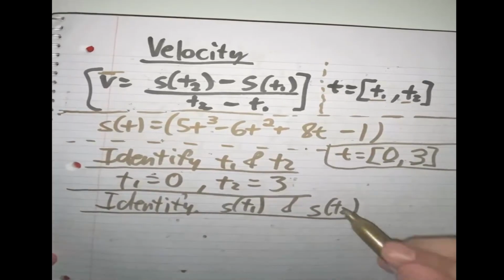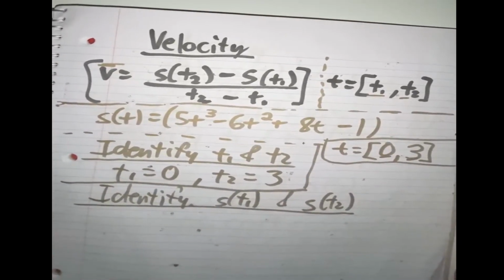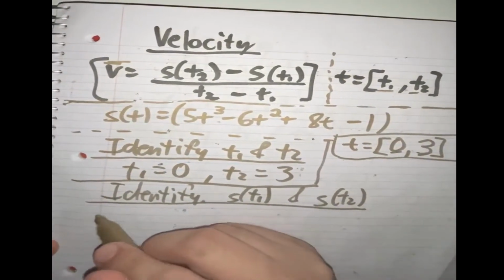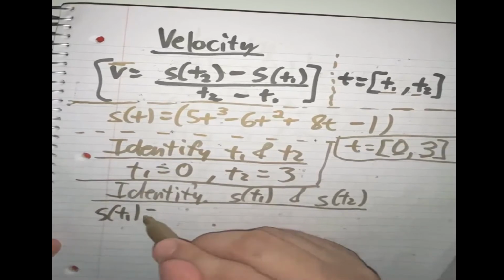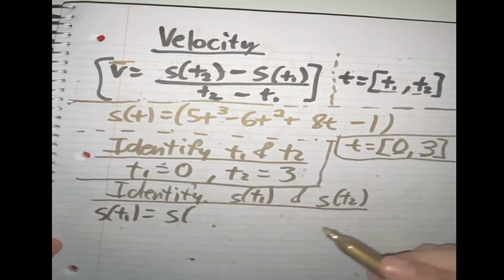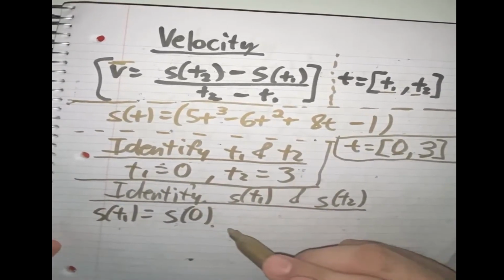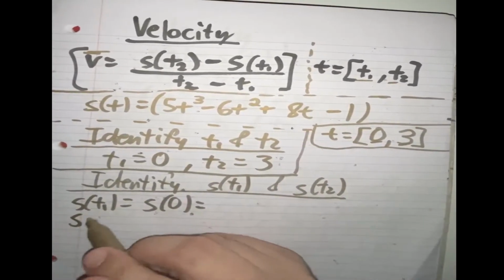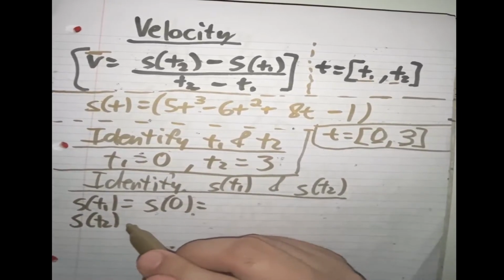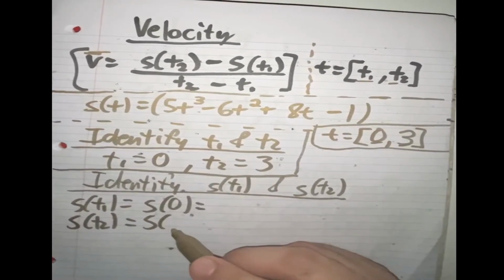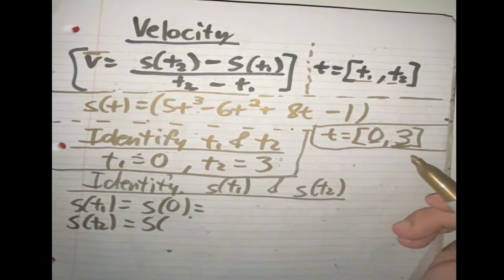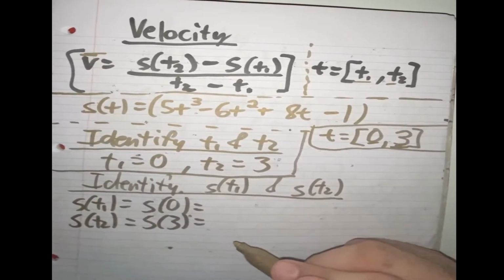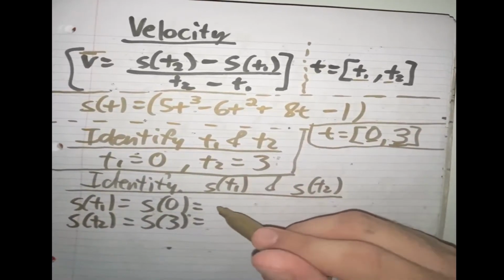So how do we do that? We simply plug in the t boundaries. Our s of t1 would be s of, what is our t boundary? It's 0. So everywhere we see a t, we're going to substitute in 0. And for s of t2, we do the same thing, except instead of plugging in 0, we plug in our t2 term, which in this case is 3. So I'm going to go ahead and do that right now.